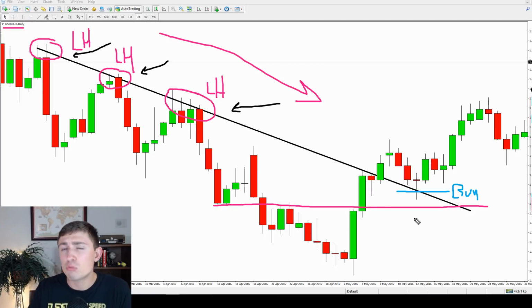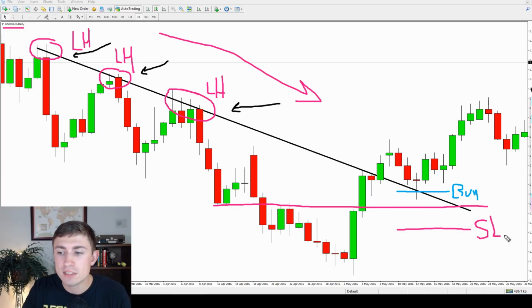So we want to get out of the trade relatively quickly if we're wrong. So how can we do that? Well, I've identified this structure looking left. So one idea would be to put a stop loss maybe underneath that structure, give it a little bit of room. And that looks like a pretty decent stop loss.